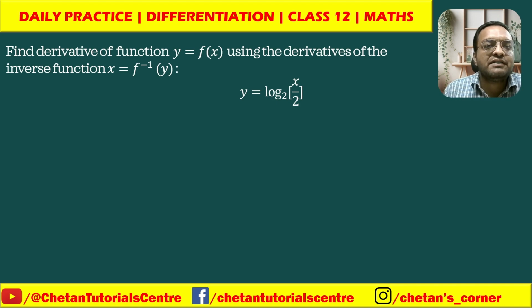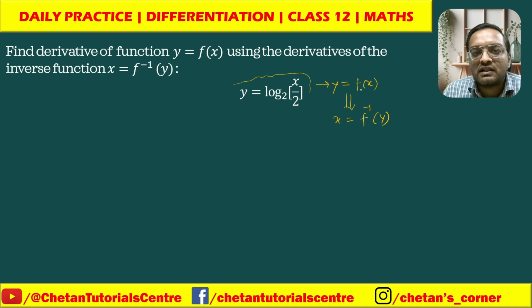First step is we have to read the given question. Find the derivative of function y is equal to f of x. So this is the given function. We have to convert this given function y is equal to f of x into its inverse function, which is x is equal to f inverse of y. Then once we find this inverse function, we have to differentiate it with respect to y and find the value of dx by dy. Now once we get this dx by dy, using the theorem of derivatives of inverse function, we will find dy by dx, which is equal to 1 upon dx by dy.